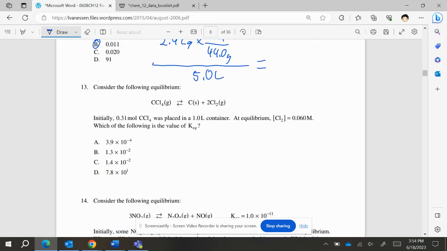Consider the following. Initially, we have 0.31 moles of carbon tetrachloride, and at equilibrium, we have some Cl2 in there, 0.06. What is the following? This is actually an ice table question. You don't see a lot of ice table questions in the multiple choice section, but here we are. We have CCl4, and that forms an equilibrium with carbon and chloride. So 2 Cl2s.